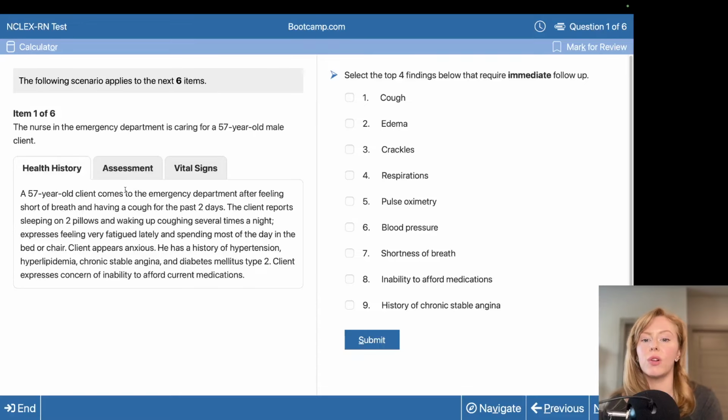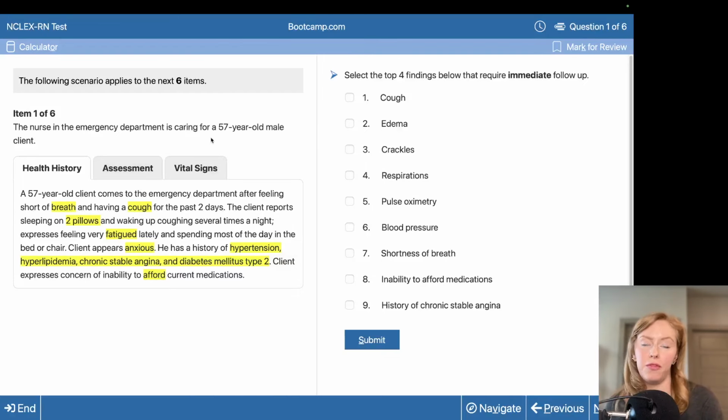We've got this 57-year-old client. He comes to the emergency department feeling short of breath and having a cough for the last 2 days. He's been sleeping on 2 pillows, waking up coughing. He's felt very fatigued and spends most of the day in the bed or the chair. He appears anxious, and he has this long history of cardiovascular risk factors: hypertension, hyperlipidemia, chronic stable angina, type 2 diabetes, and he's worried that he can't afford his medications. So keep this mental picture in mind as we move on.